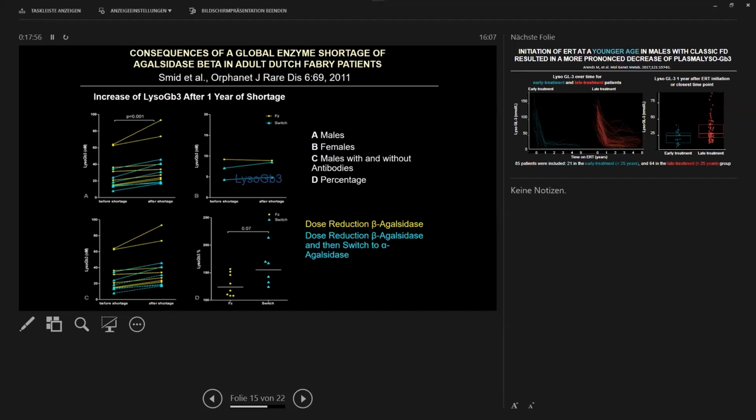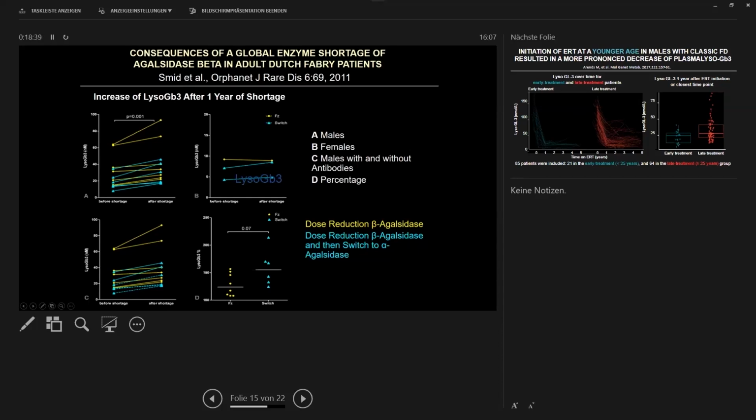And this is what happened in Europe when we had the shortage of enzyme replacement therapy in the year, I think, 2007, where we had not enough enzyme replacement therapy. In some patients, the therapy was reduced, the dose was reduced. In other patients, another drug was added. In Europe, we also had agalsidase alpha. In the US, you have only agalsidase beta. And this agalsidase alpha has a lower dose.